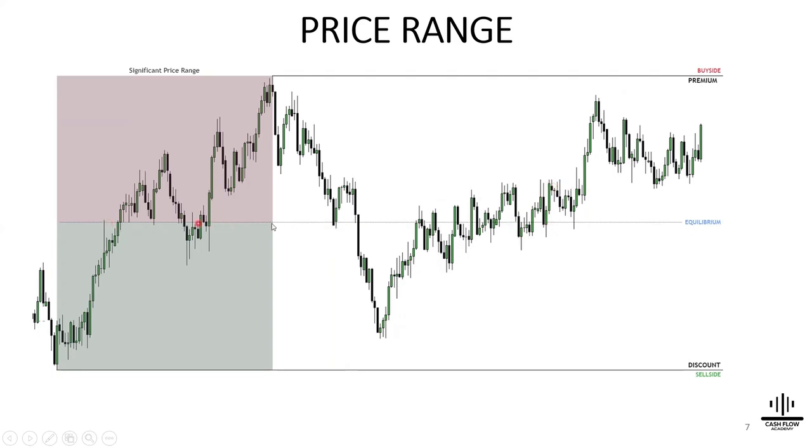And look at the equilibrium. Look at how price moved around the equilibrium. Equilibrium serves like a magnet. Another characteristic of the equilibrium is that price tends to consolidate there. Because why? It is fair value. It is neither expensive nor cheap. It is a fair price. So price tends to stall there, and that is one of the characteristics of price being at equilibrium.